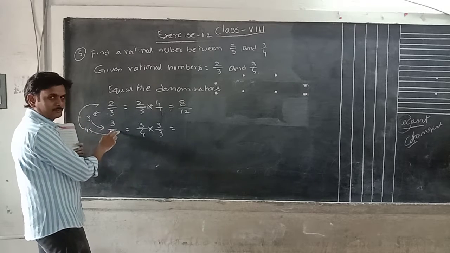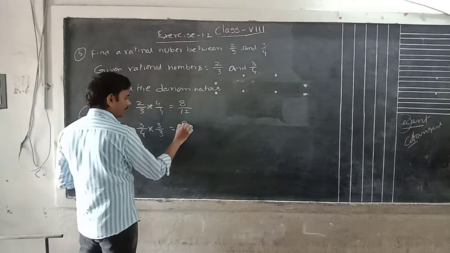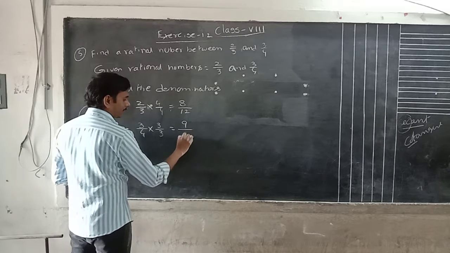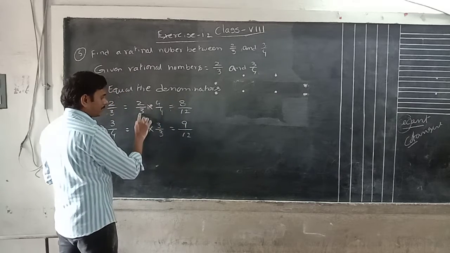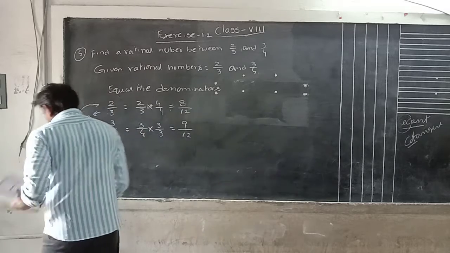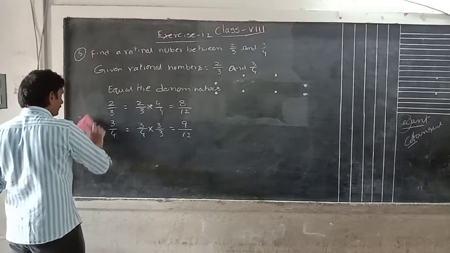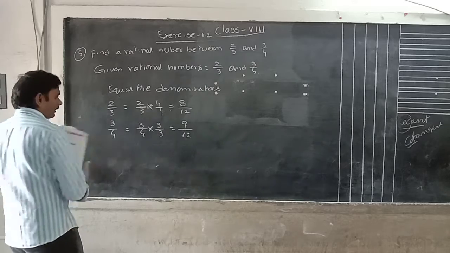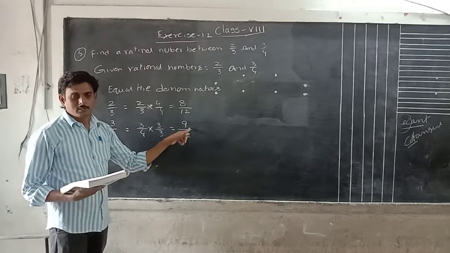3 by 3 is the second fraction. 3 threes are 9, 4 threes are 12. 2 fours are 8, 3 fours are 12. 3 threes are 9, 4 threes are 12. Between 8 and 9, are there any numbers? Between 8 and 9, any numbers are there? No.